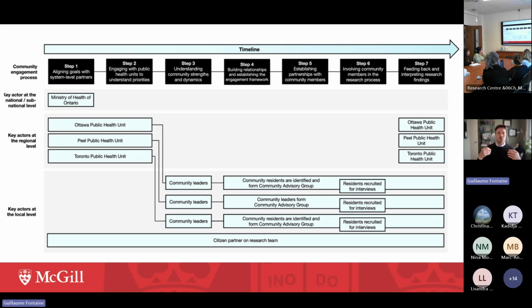And then those strategies were essentially fed back to the public health units, who adapted the strategies that they used for providing access to vaccination for those populations. So this is a way to essentially do community-engaged work that's implementation science informed in the context of public health.